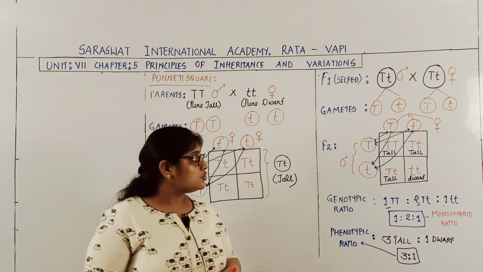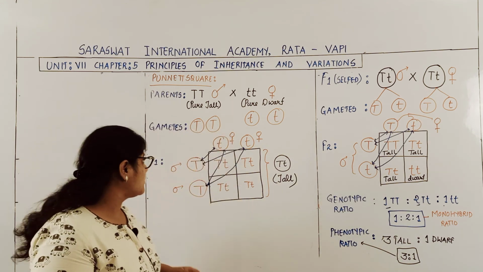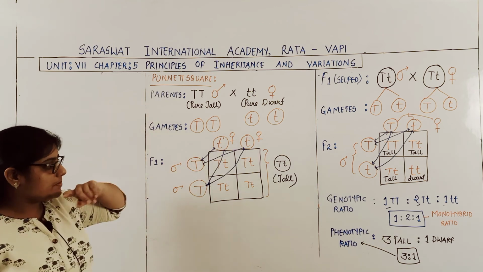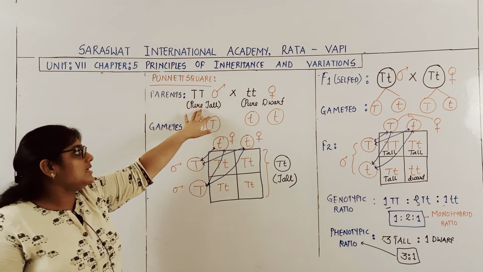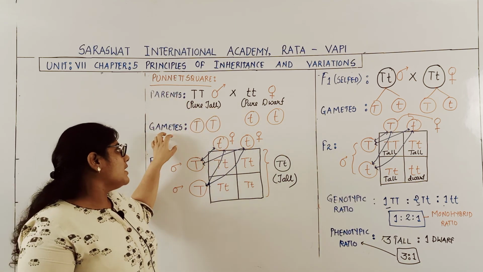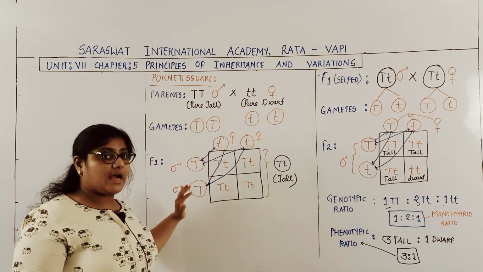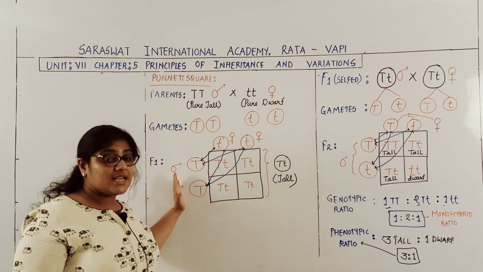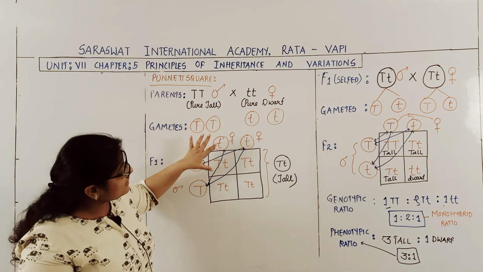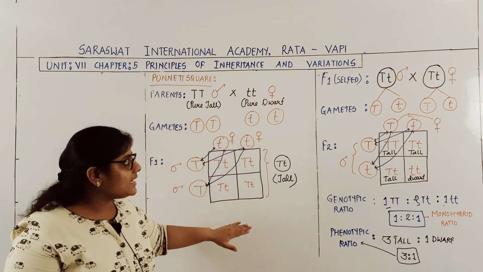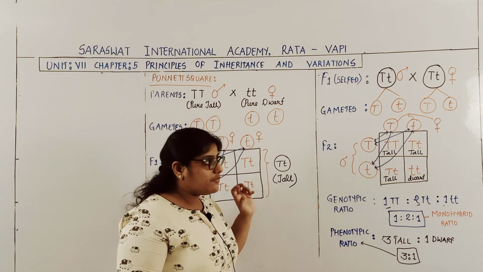So students, are you clear with the Punnett square? How to represent a Punnett square? So basically, to represent a Punnett square, parents are taken, they are pure tall and pure dwarf. The gametes formed by them are represented on the top rows as well as on the left columns, and then the possible combinations are made and we get the organisms of the F1 generation.